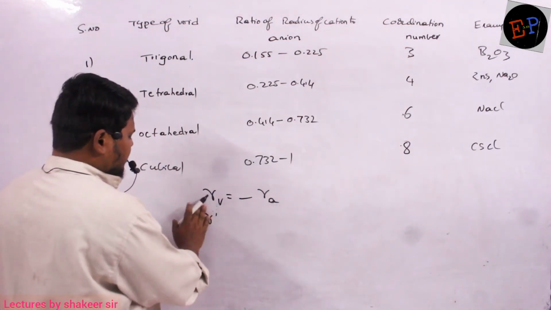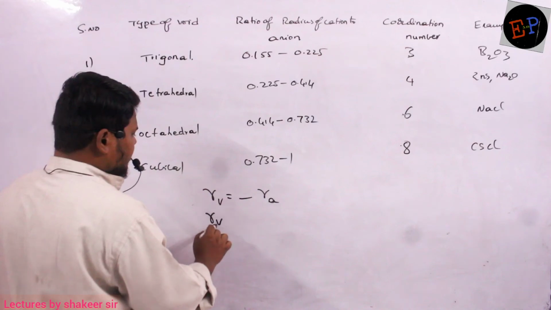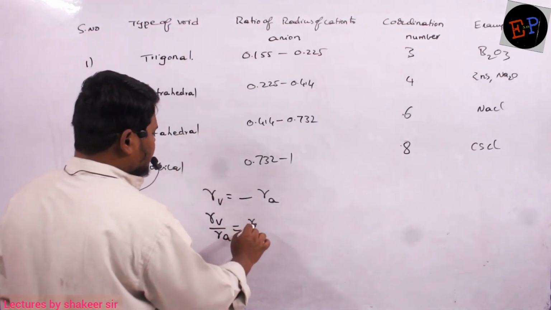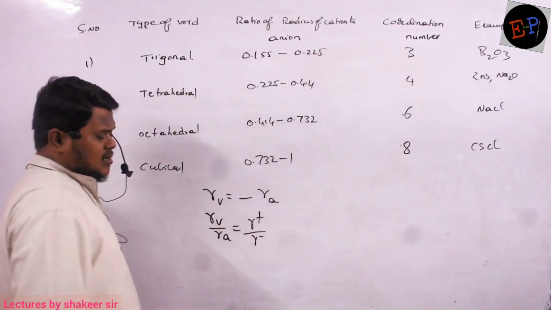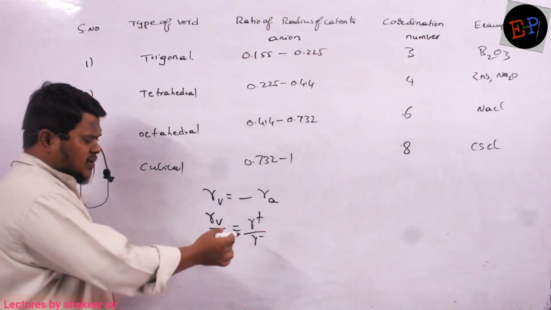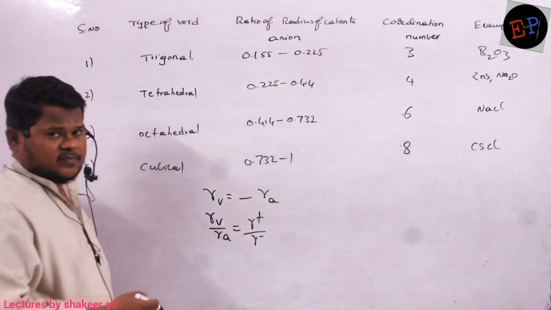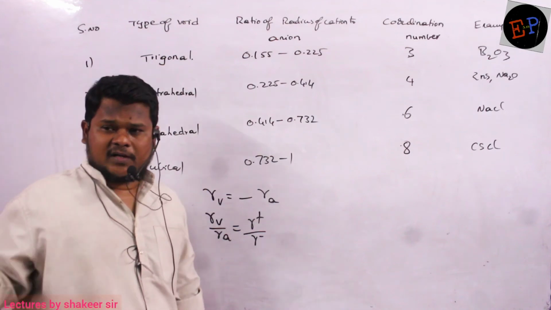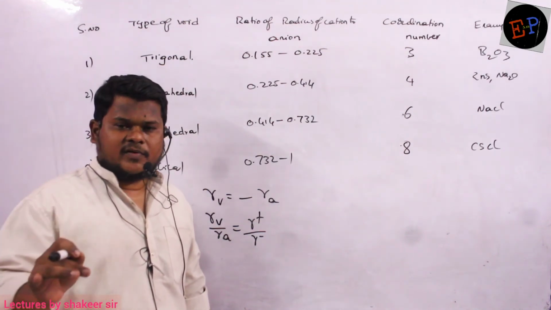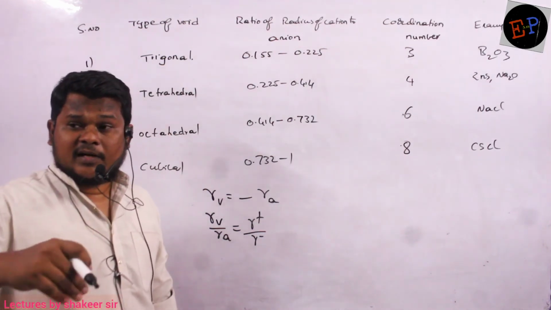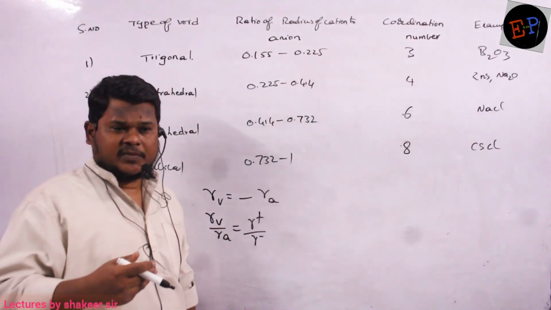So therefore I can write that RV divided by RA is also equal to R plus divided by R minus. So it will have some range of values. Yesterday we have written some values, they were minimum values, but a range of values can be present.